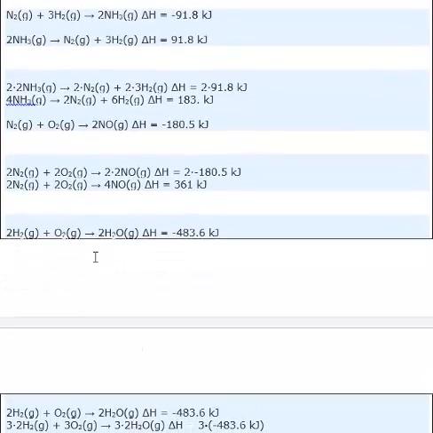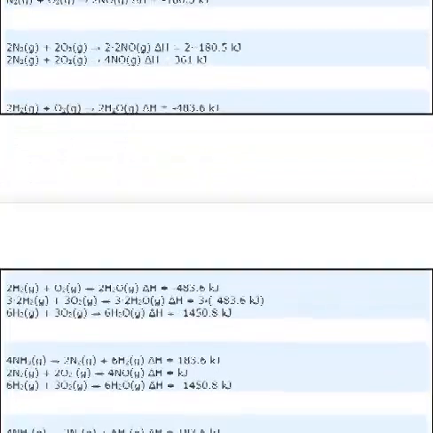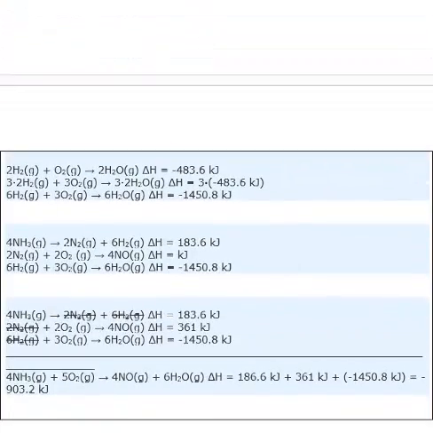2 H2 gas plus O2 gas goes to 2 H2O gas, delta H equals negative 483.6 kilojoules. 3 times 2 H2 gas plus 3 O2 gas goes to 3 times 2 H2O gas, delta H equals 3 times negative 483.6 kilojoules. 6 H2 gas plus 3 O2 gas goes to 6 H2O gas, delta H equals negative 1,450.8 kilojoules.